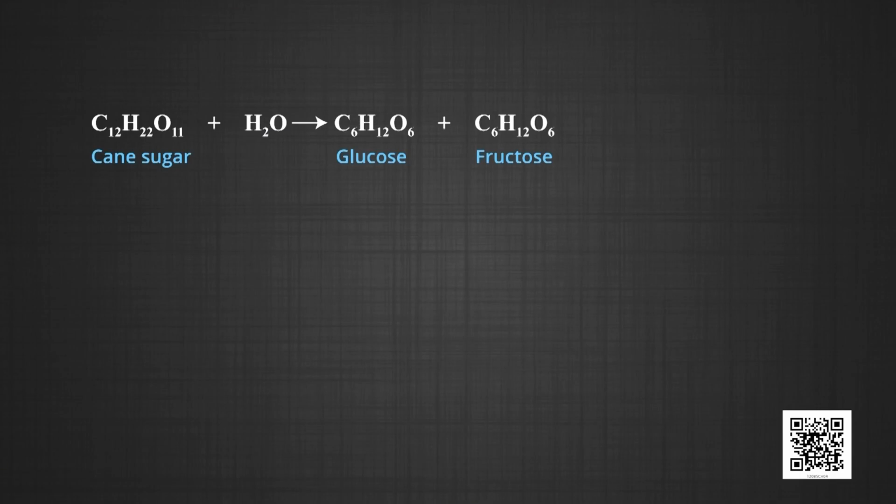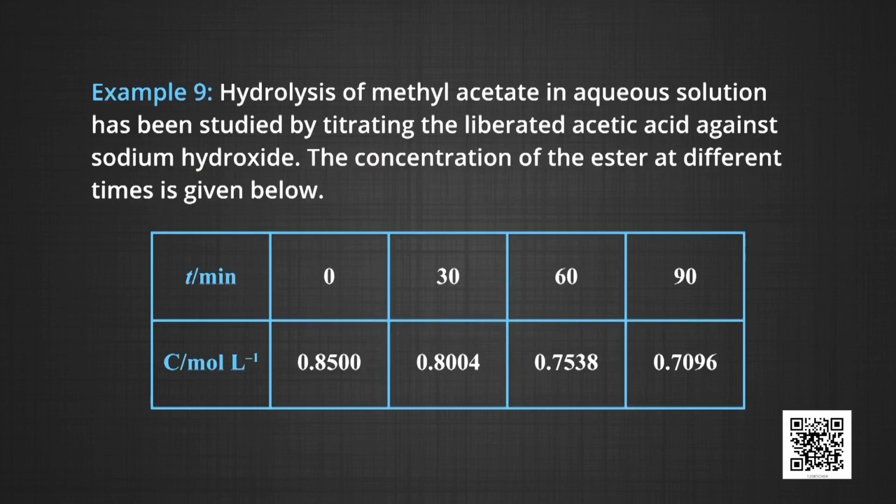C12H22O11 plus water gives C6H12O6 plus C6H12O6. Now, cane sugar gives glucose and fructose. The rate is equals to K and the molar concentration of C12H22O11. Here again the molar concentration of the water is constant, so it can be ignored. Now, I am taking one more example based on this.